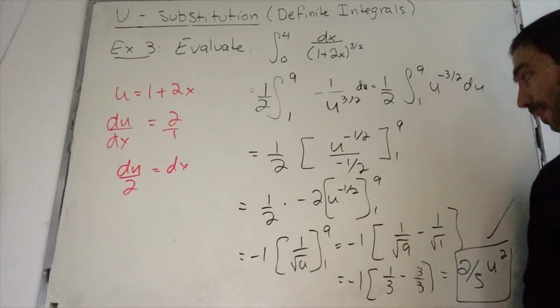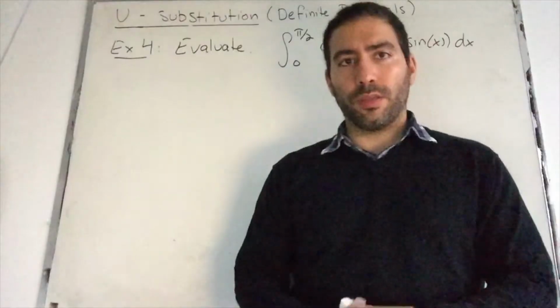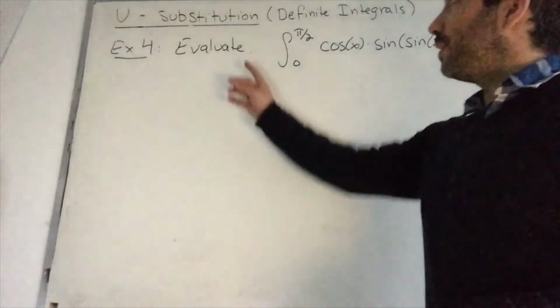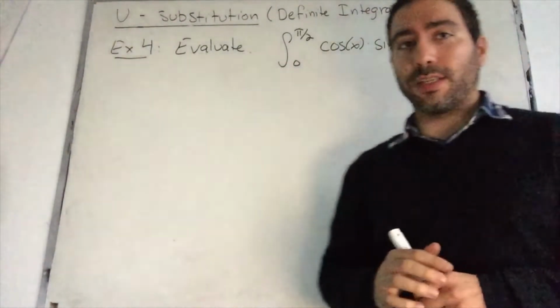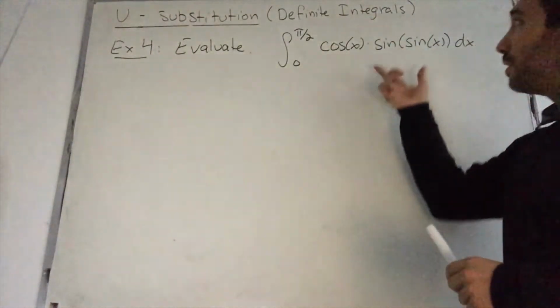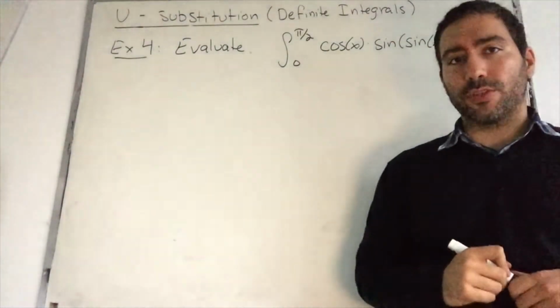Okay. So let's go ahead and keep practicing. So in the following example, we have to evaluate the integral from 0 to pi over 2 of cos of x times sine of sine of x dx. So go ahead, pause the video, give this a try, see if you're able to solve it on your own.